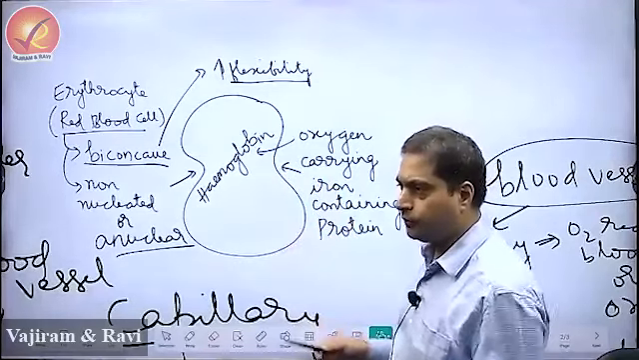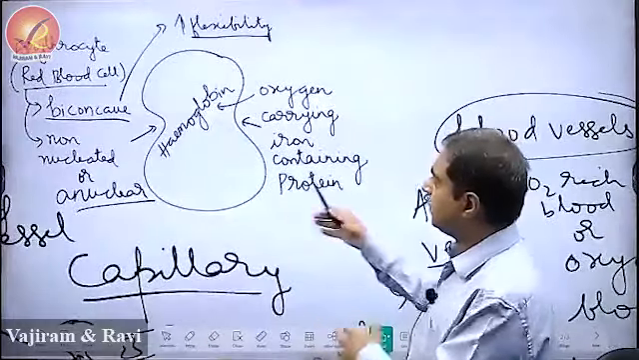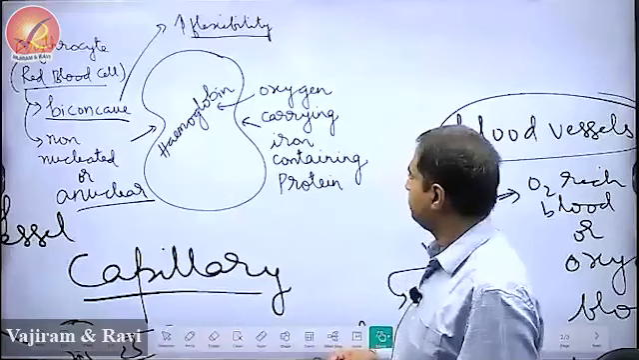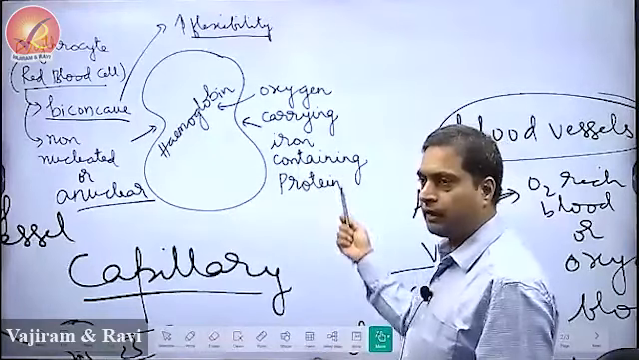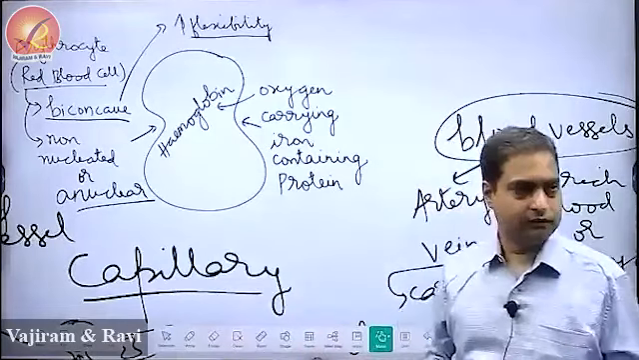Now what is hemoglobin? Hemoglobin, chemically, is what? A protein. A protein with what? Iron. The chemical composition of hemoglobin is protein plus iron.